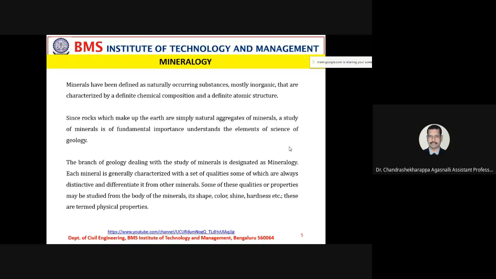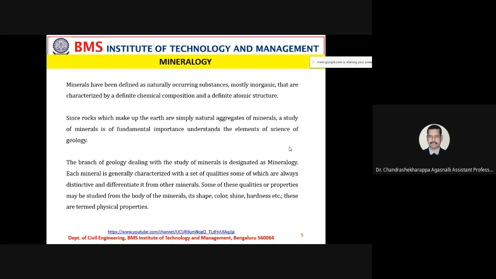Okay, so this is a definition of minerals. Minerals are defined as naturally occurring substances that are characterized by a definite chemical composition and internal atomic structure. That is the definition of minerals. The rocks which make up the earth are simply natural aggregates of minerals.